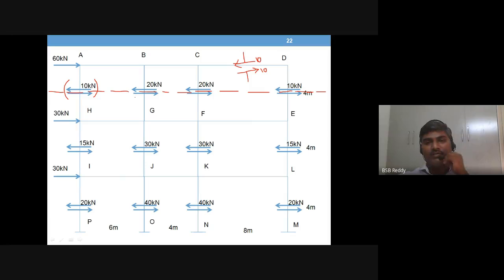What is mentioned there? 10, 20, 20 and 10. Same here, 15, 30, 30 and 15. The bottommost story 20, 40, 40, 20. So don't forget to mention the correct notation and then the value. This is the step 1 answer.